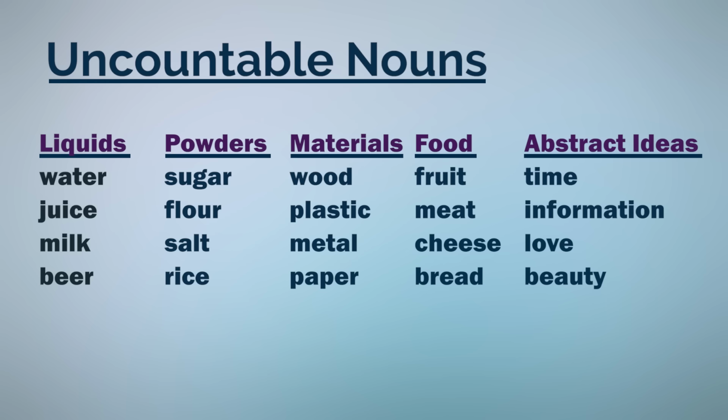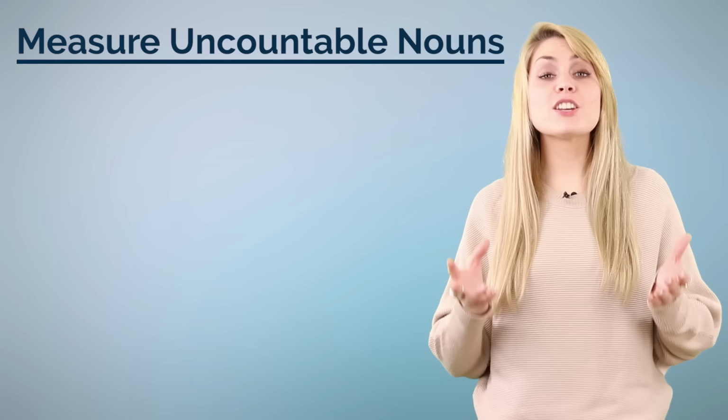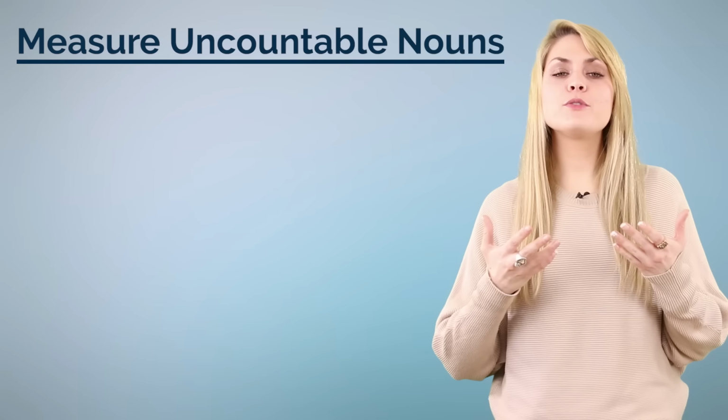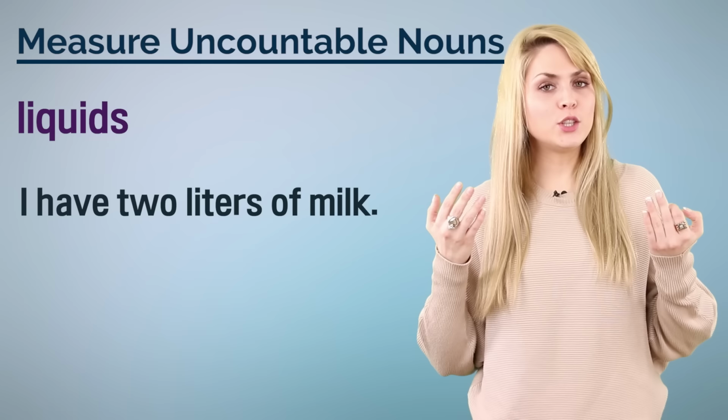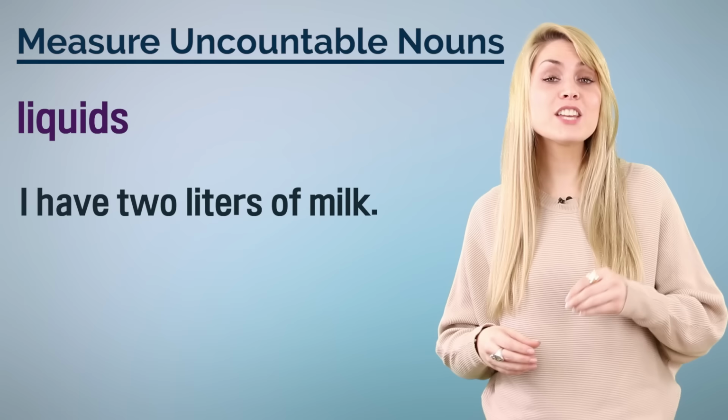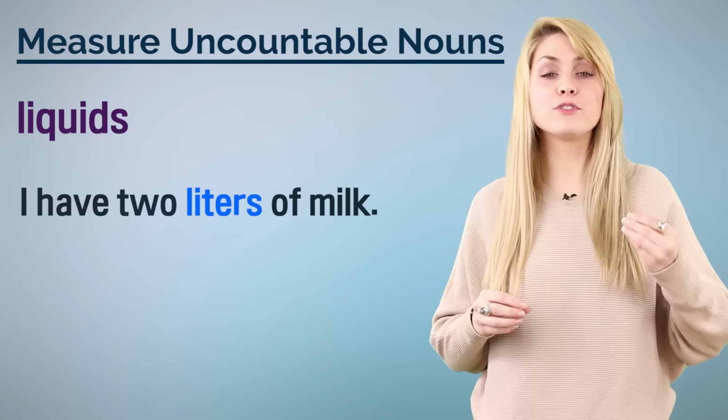Another trick is that most of the time you can measure uncountable nouns. Let's look at examples. For example, if we take liquids, I have 2 liters of milk. Now, you cannot count milk, but you can measure milk and you can count liters. So you can say, I have 2 liters of milk.